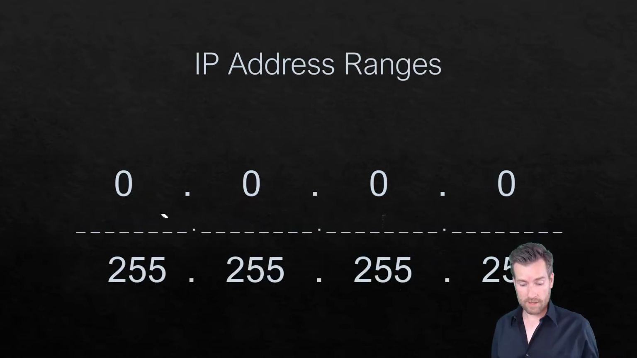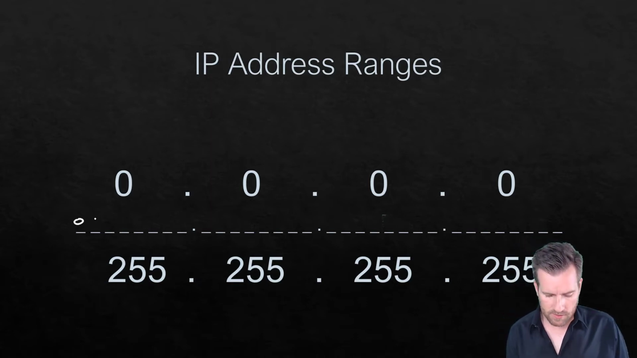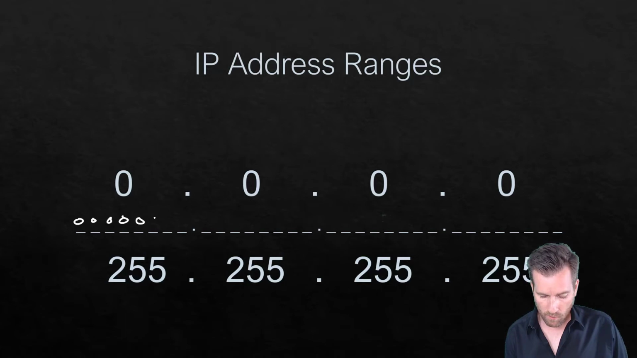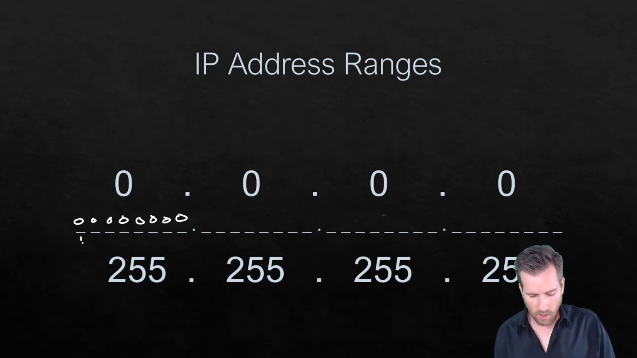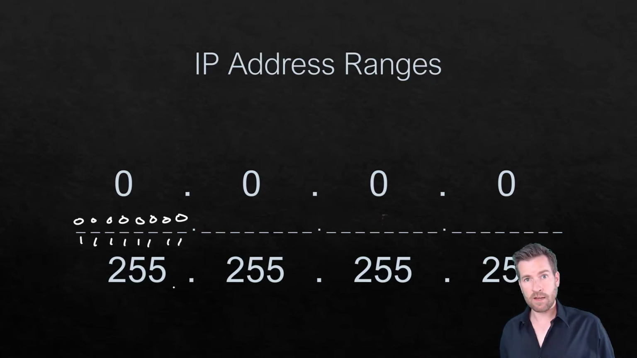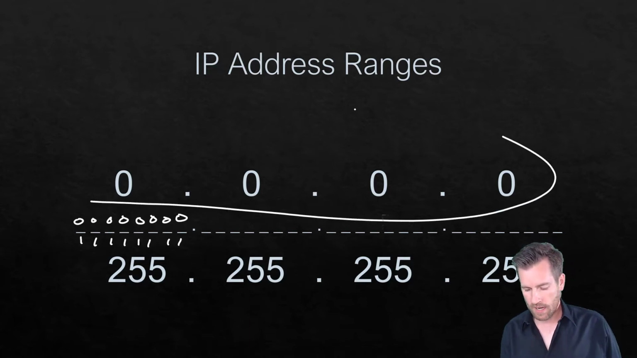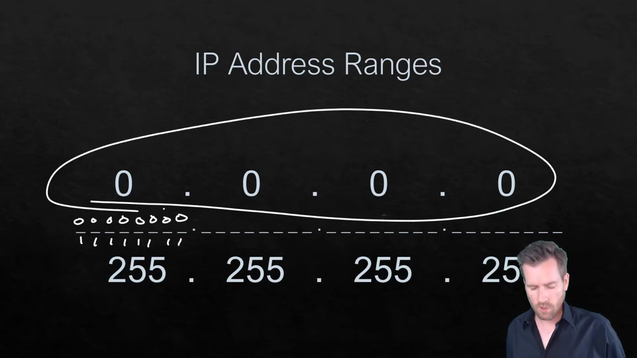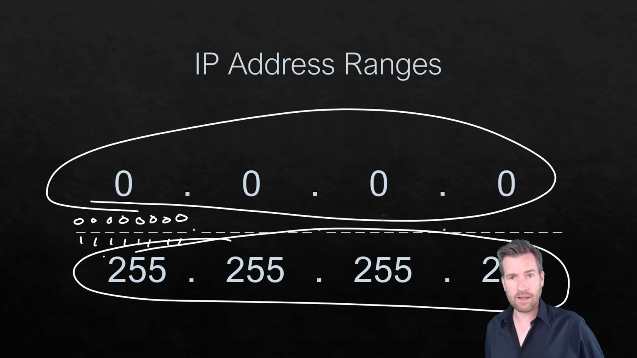Just to look at the ranges of IP addresses, if we had all zeros in the bits, this would be representing a decimal 0. If we had all 1s in the bits, then this would be representing a 255. So our range of IP addresses is 0.0.0.0 to 255.255.255.255.